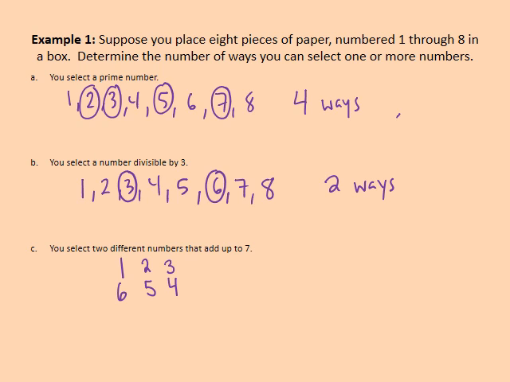You also have to look at the numbers that go the other way. So you have to look at if you select 4 and 3, if you select 5 and 2, and if you select 6 and 1. So these 6 possibilities, there are 6 different ways for numbers to add up to 7.